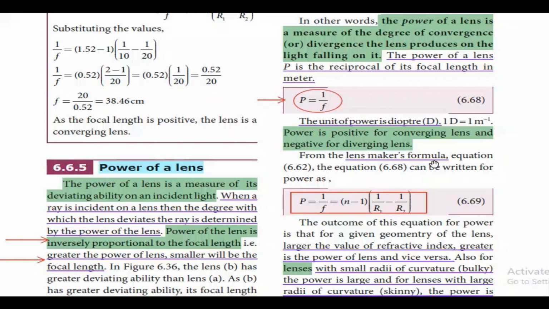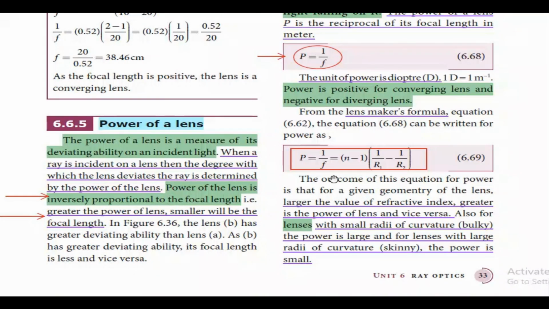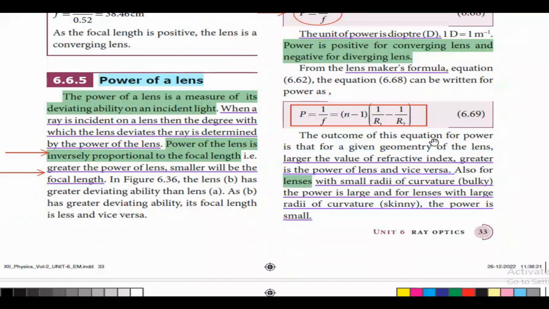From the lensmaker's formula, equation 6.62 to 6.68, we can write power as P equal to 1 by f, that is equal to (n minus 1) into (1 by r1 minus 1 by r2). The outcome of this equation is that for a given geometry of the lens, the larger the value of refractive index, the greater is the power of the lens, and vice versa. For lenses with small radii of curvature, which will be bulky, the power is large, and for lenses with large radii of curvature, which will be skinny in nature, the power is small.